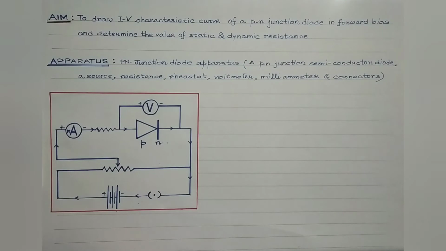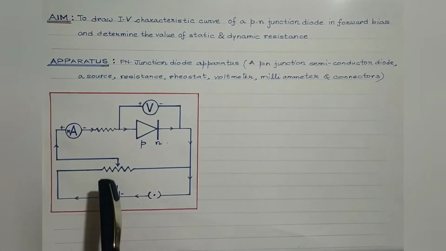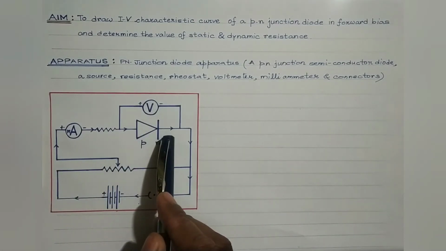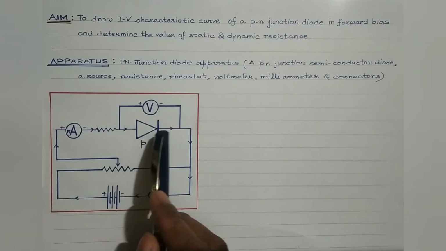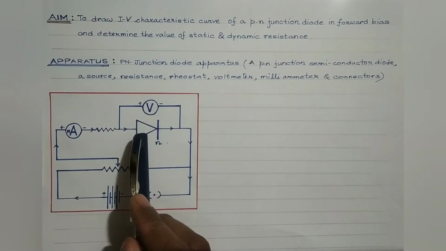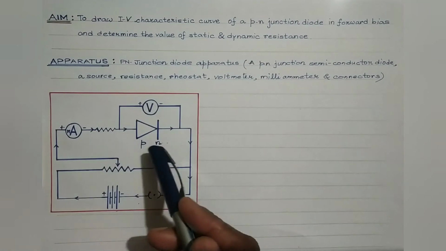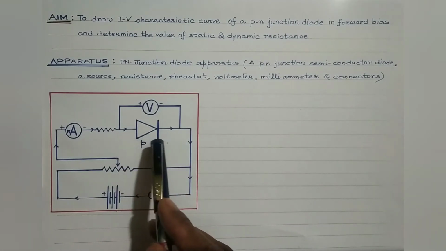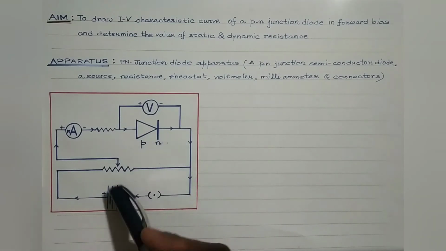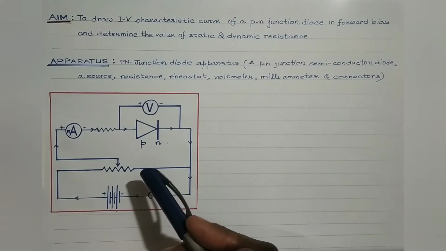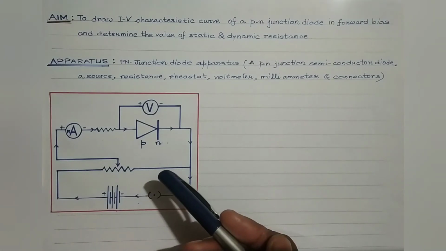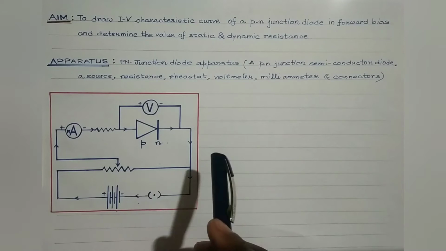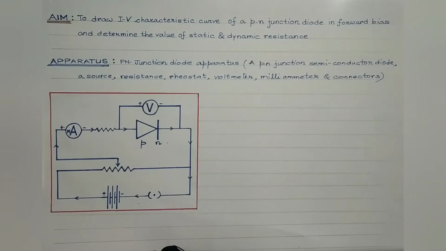measure the current. One more thing to be noted is that during forward biasing, as you are aware, the thickness of the depletion layer decreases. As a result, a diode offers low resistance to the flow of current. And students, an ideal diode offers no resistance at all to the flow of current.